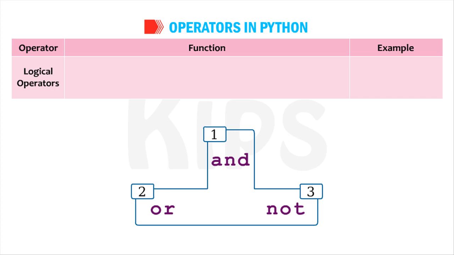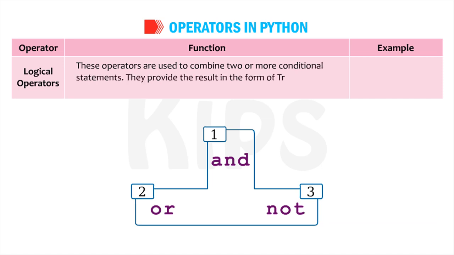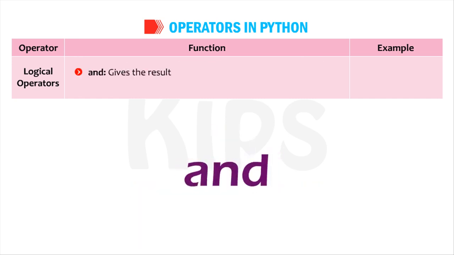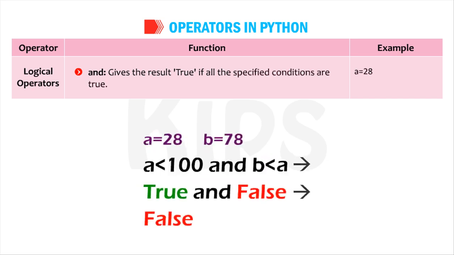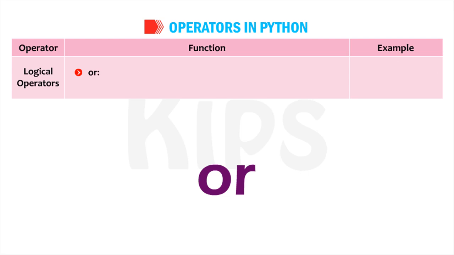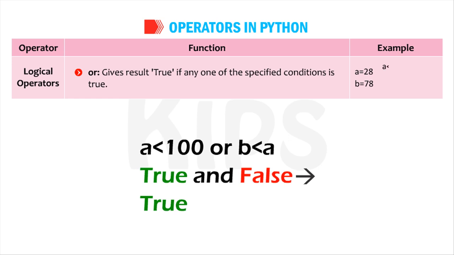Operator: logical operators. Function: these operators are used to combine two or more conditional statements. They provide the result in the form of true or false. These are of three types. AND gives the result true if all the specified conditions are true. A equals 28, B equals 78. A is smaller than 100 and B is smaller than A: True and False gives False. OR gives the result true if any one of the specified conditions is true. A is smaller than 100 or B is smaller than A: True or False gives True.